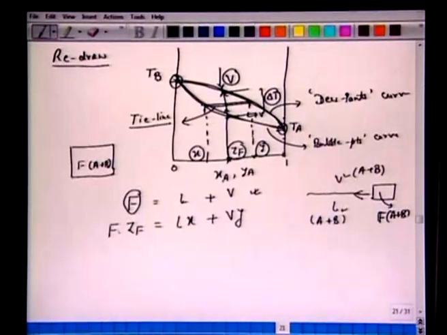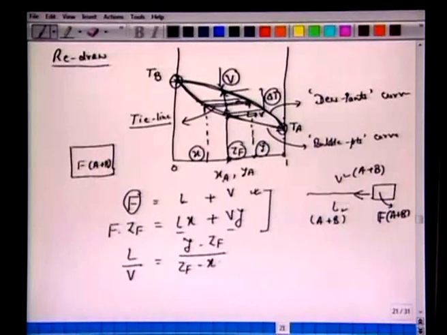So now you should be able to understand the meaning of this tie line, this horizontal tie line which you have drawn here, corresponding to the ZF anywhere in between. This gives you Y1, X1, Y2, X2, Y3, X3 over this temperature. So essentially A is distributed now between the liquid phase and the vapor phase. With these two equations, one can write L over V as Y minus ZF over ZF minus X.